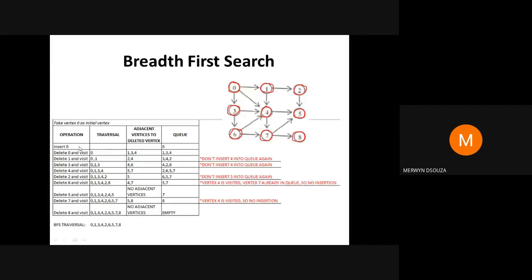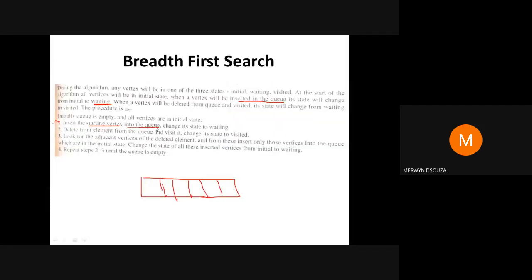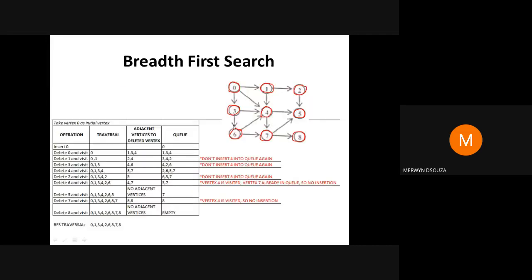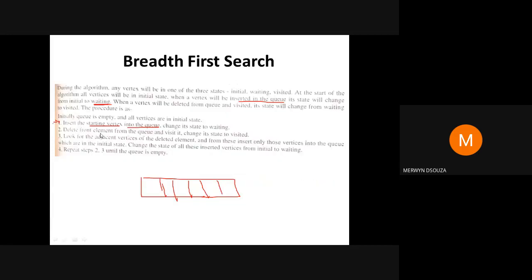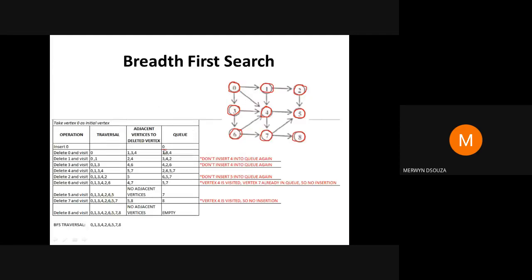So we start with our first step in the algorithm. We insert the starting vertex into the queue and change its state to waiting. For waiting, I will not change the color of anything here because I don't have a different color. So I insert it into the queue. I put 0 here. Next step, delete the front element from the queue and visit it. As long as this 0 was in the queue, its state is waiting.